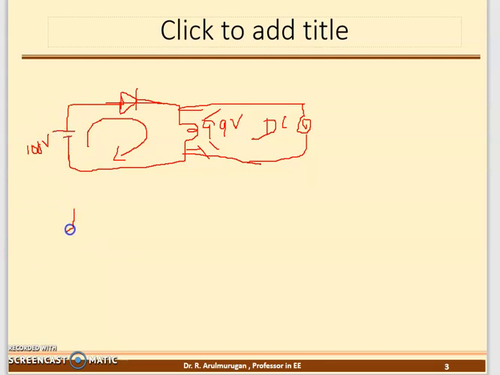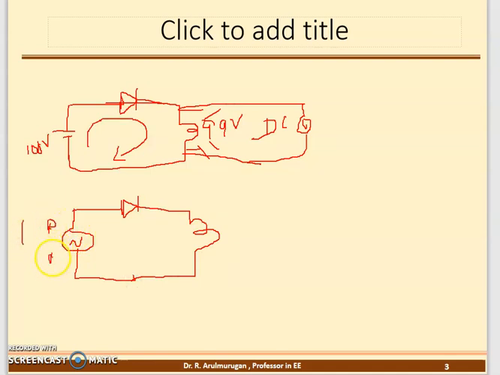I will change the power supply from DC to AC power supply. If I change the power supply, what will happen? It is connected to the lamp. With the AC power supply, there are two modes: phase with respect to neutral, then neutral with respect to phase. What are the two modes? Here is a positive magnitude and then a negative magnitude, a sinusoidal input.